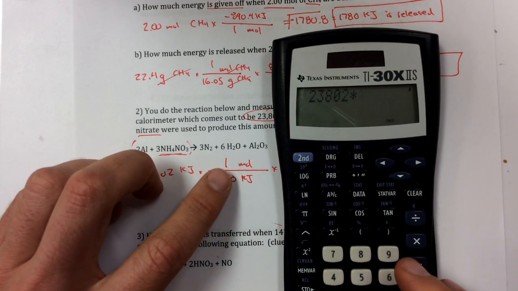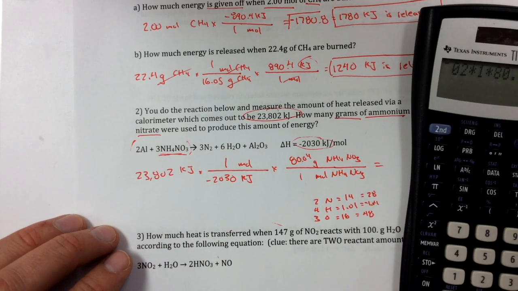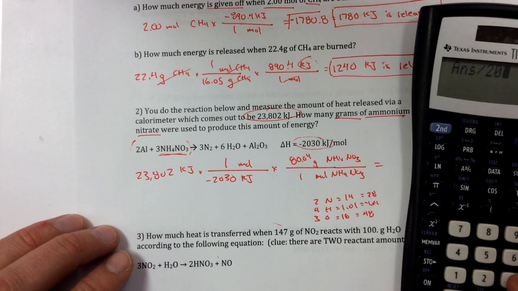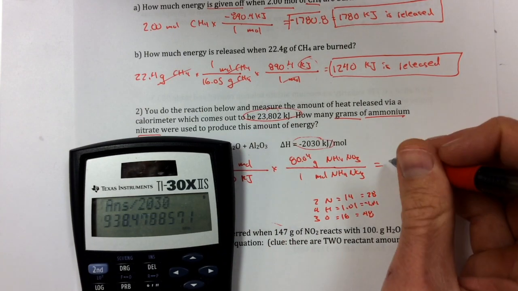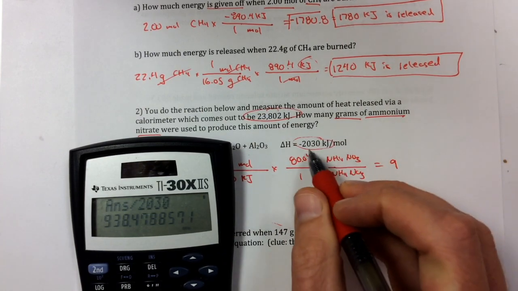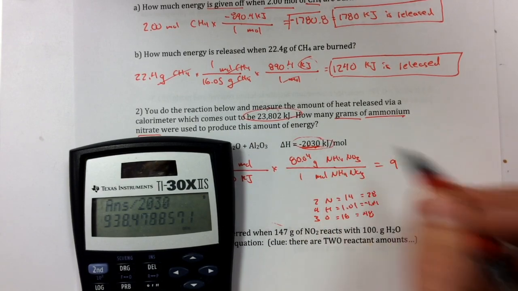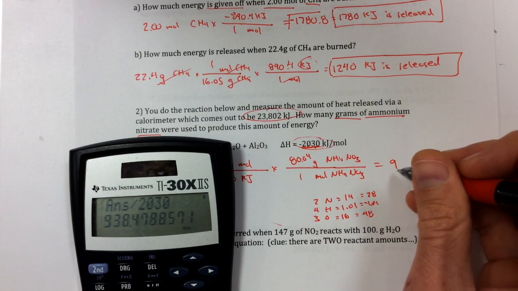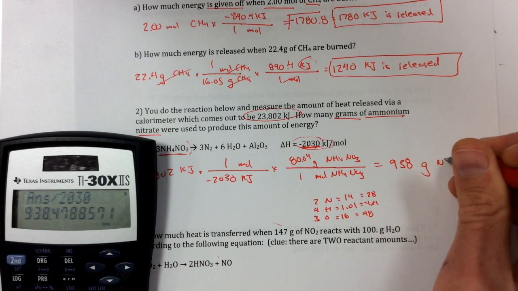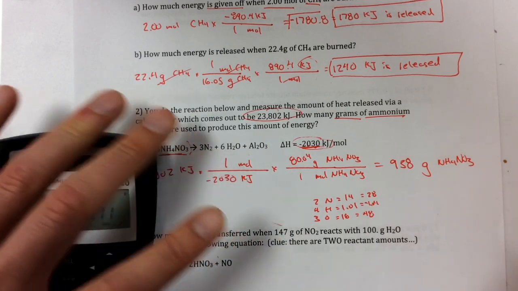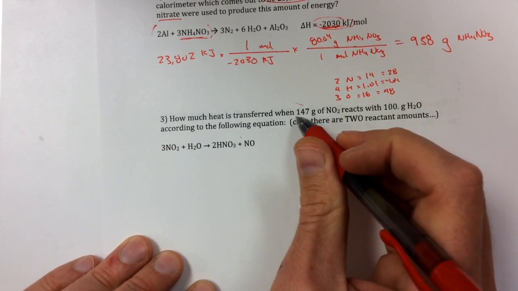So now I can say 2, 3, 8, 0.02 times 1 times 80.04 equals, divided by 2030. I have 5 significant figures, so I can say 9. But I only have 4 here, so I can say 4. Actually, I only have 3 technically because there's no period. So I'm going to say 938 grams of NH4NO3. Sounds good?